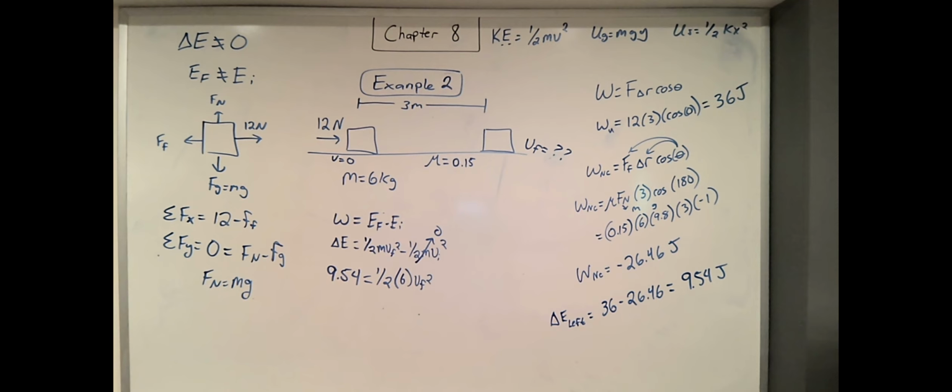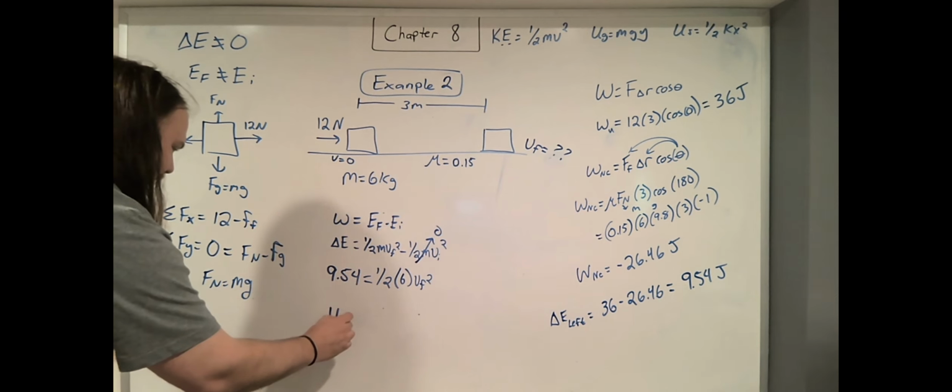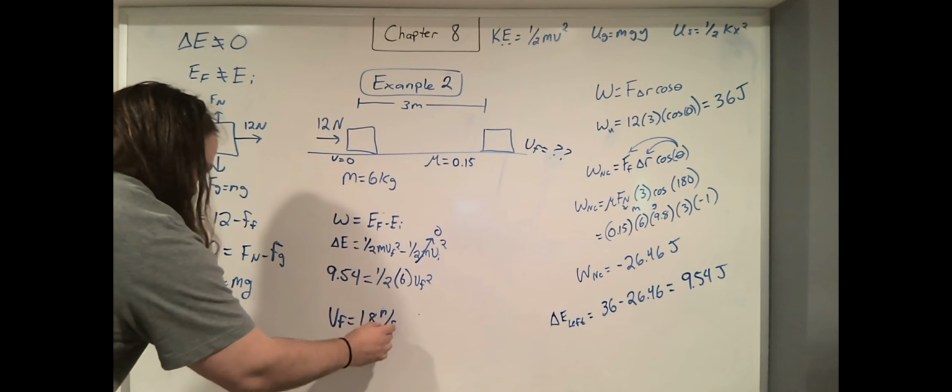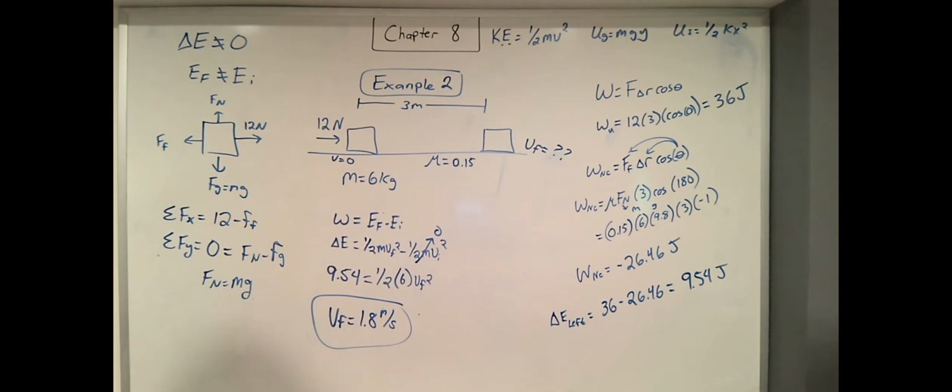So now we can go ahead and plug that in and get an answer. We have 9.54 divided by 3. And then we need to take a square root of that. Okay, hopefully we've done this enough times. And we get a V final of 1.8 meters per second.